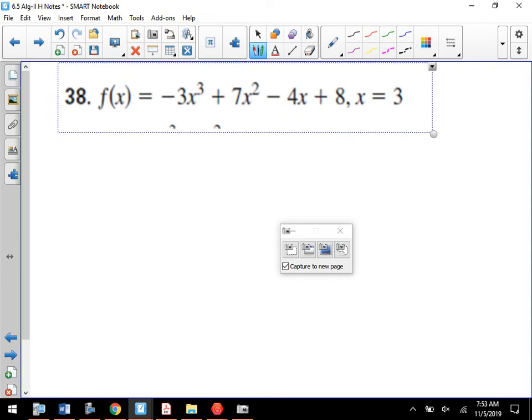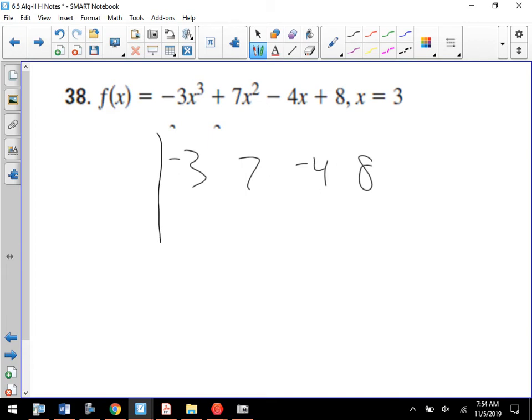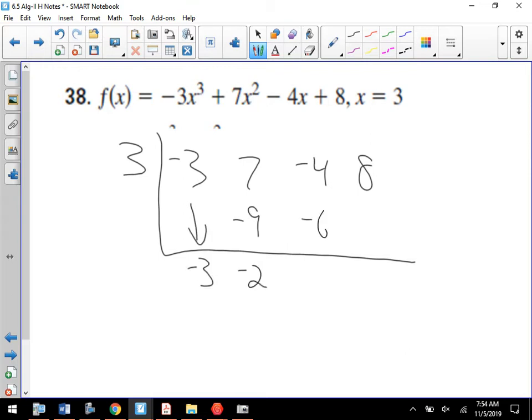Third-degree polynomial, how many terms should there be? 4. We have all 4. Yes. All right, well, the coefficients: -3, 7, 4, 8. First thing to do is drop the first term. Good. -9, -2, -6, -10, 30, 38.